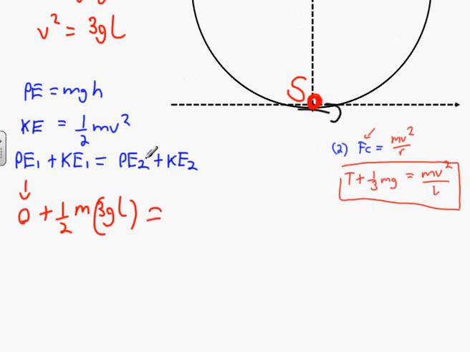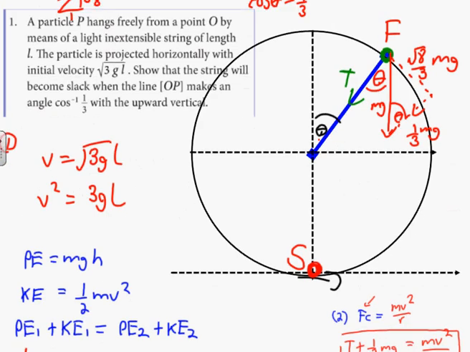Potential energy 2. How high are we above the ground at the end of the question? It's mg multiplied by some sort of height. We don't know what height it is yet. Can anybody tell me what height it might be?